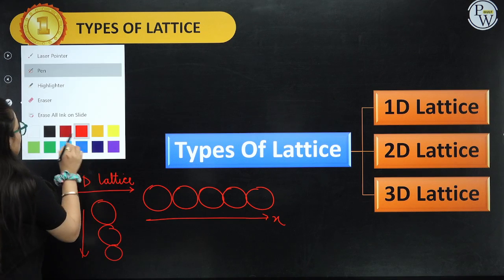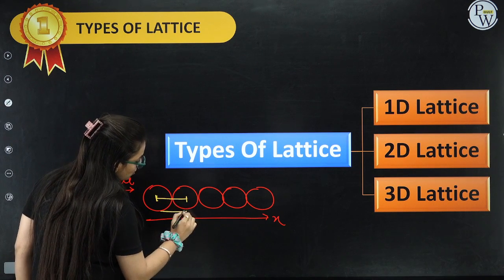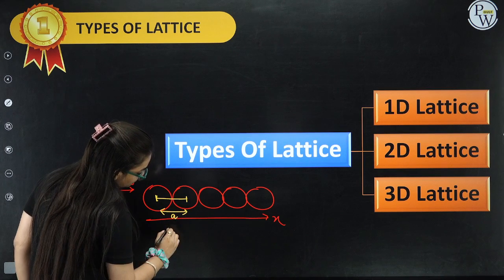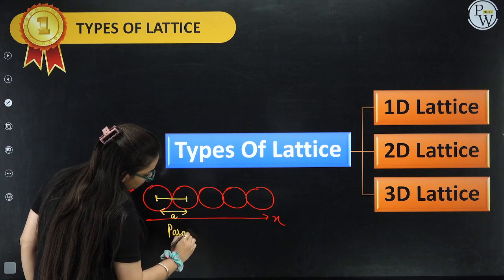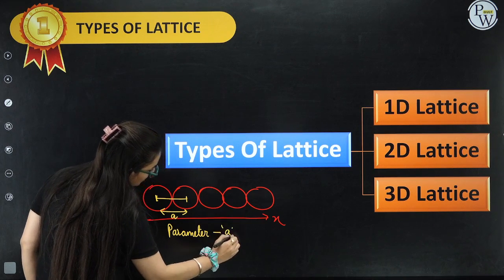If I ask you the parameter over here, that means what is the distance between these two atoms? It is going to be A. So the first parameter that we observe over here is A. Clear, guys?